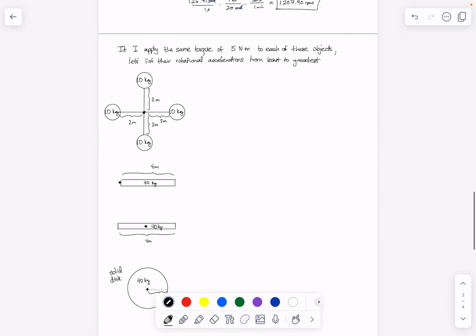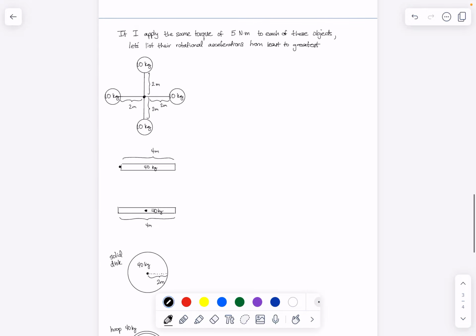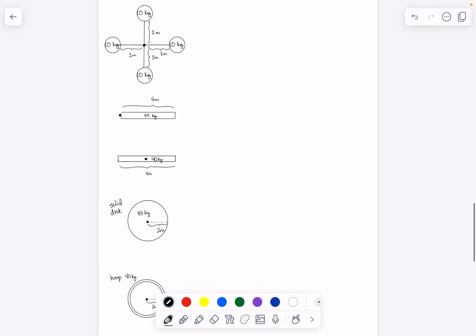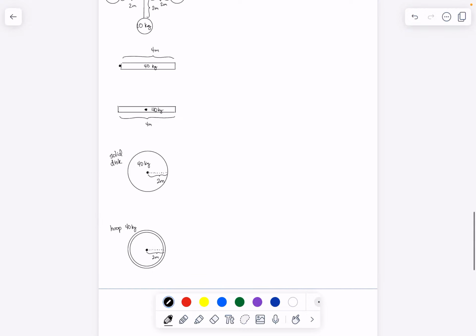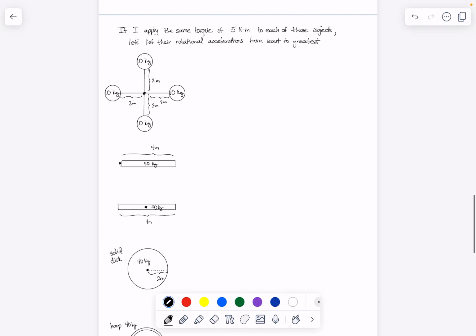Got one more problem for you. So I've actually hand-drawn these 5 different objects. I made sure, though, to make them all the same weight, right? So each of these objects is exactly 40 kilograms, and they have some similarities. They're 4 meters wide from different angles and whatnot, but their mass distributions are totally different. And the question is, if I apply the same torque of 5 Newton meters to each of these objects, let's try to see how their rotational accelerations compare to each other.